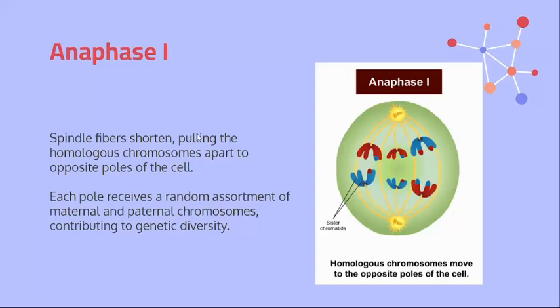So the spindle fibers will shorten. They will pull these apart and to the opposite side of the cell. So it's basically the same thing as anaphase for mitosis, except you're having these sister chromatids. Each pole will receive a random assortment of maternal and paternal chromosomes. It will still contribute to genetic diversity.